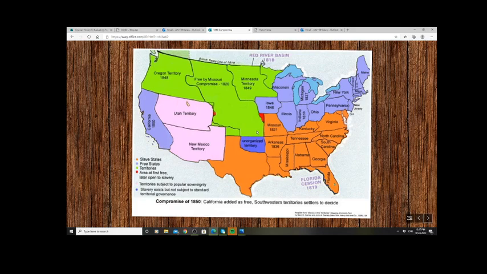But for now, we have dealt with the 1850 Compromise. I want you to think about this as being the kind of long-term context for the causes of the Civil War, which we will begin with from 1850 through to 1861 in the next lesson.